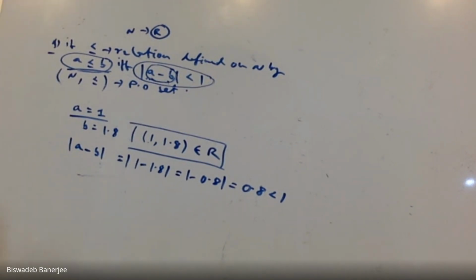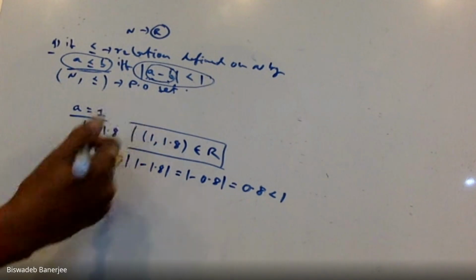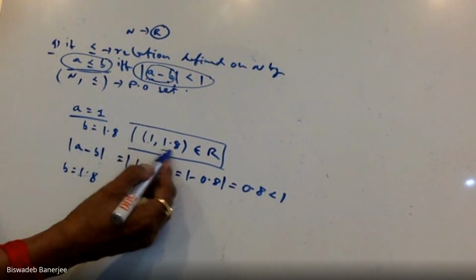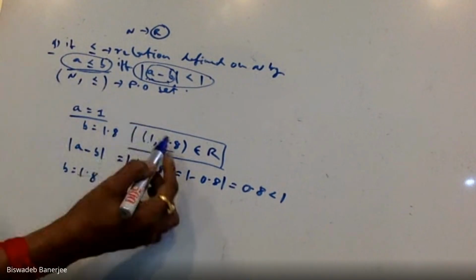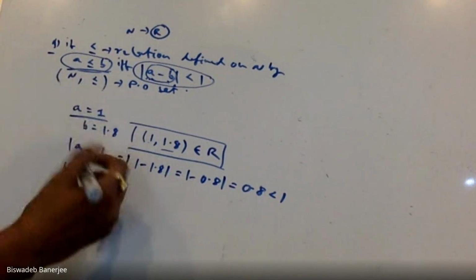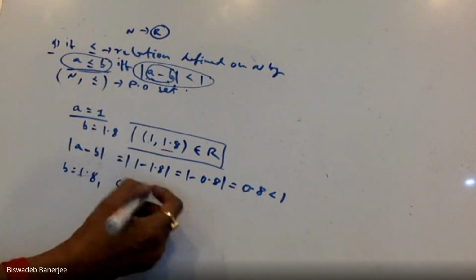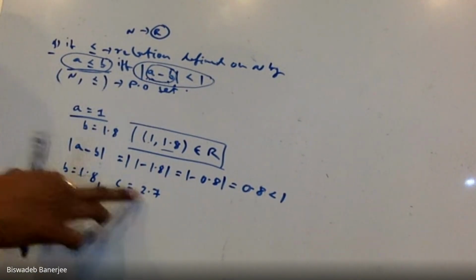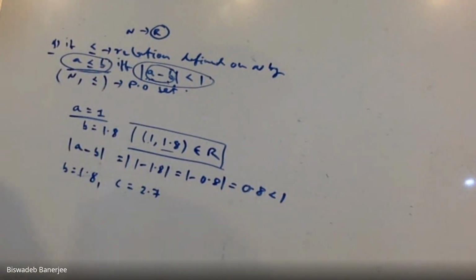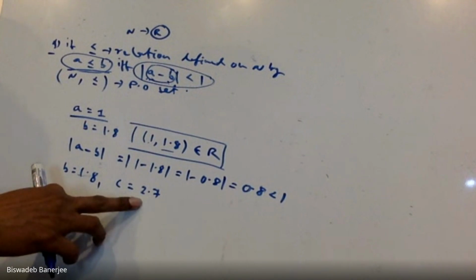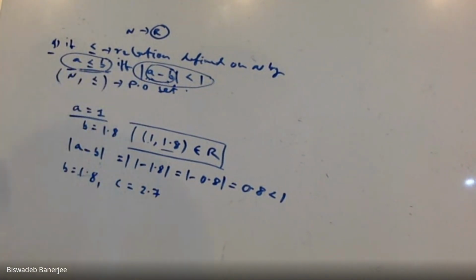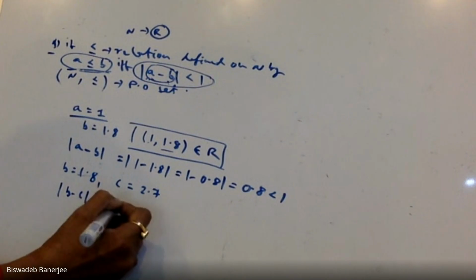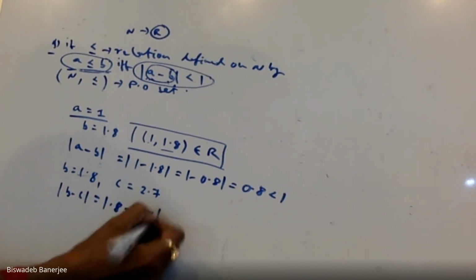Another, take 1.8 as the next value. Let us take b equal to 1.8, because for transitive relation we must take b equal to 1.8, and say c equal to 2.7. Does this pair belong to this set? At first we have to check. See that b is less than c, this condition holds, and modulus of b minus c is equal to modulus of 1.8 minus 2.7.